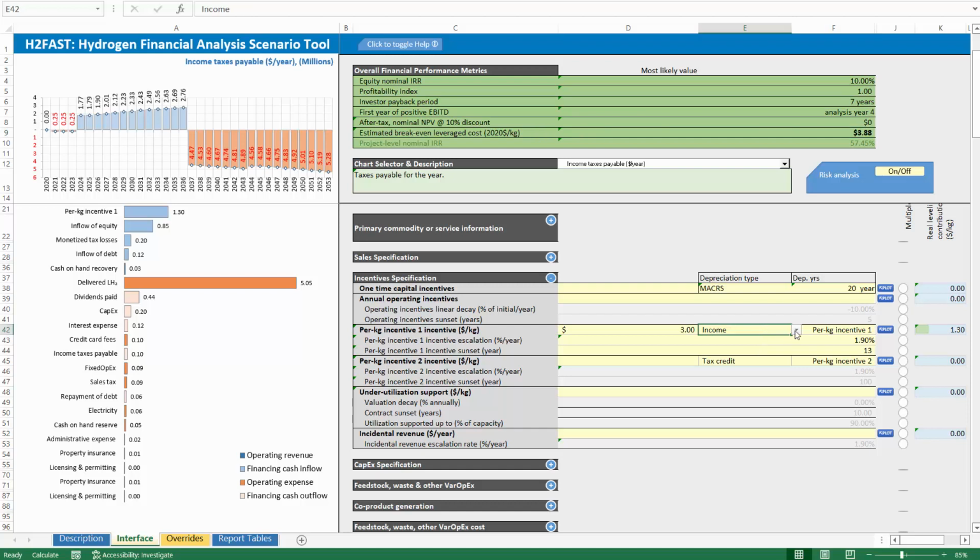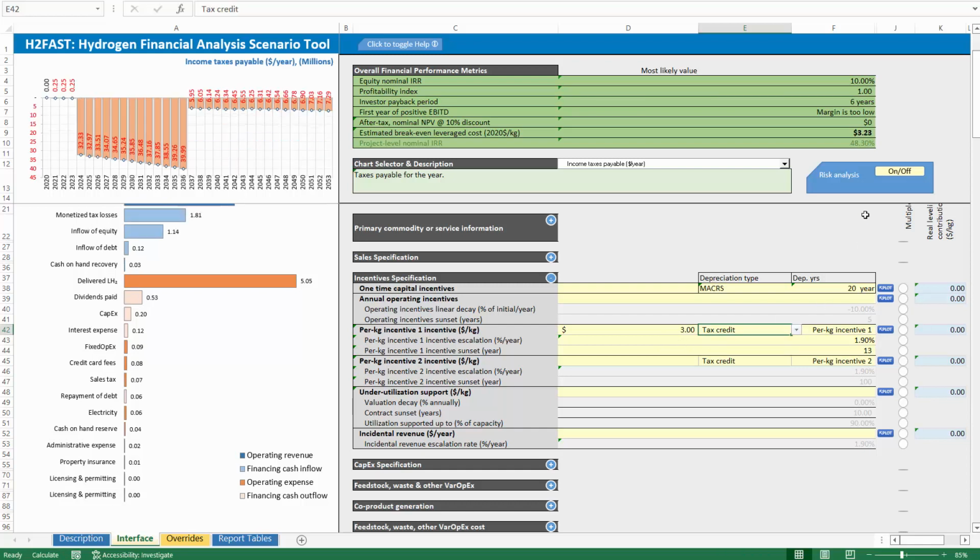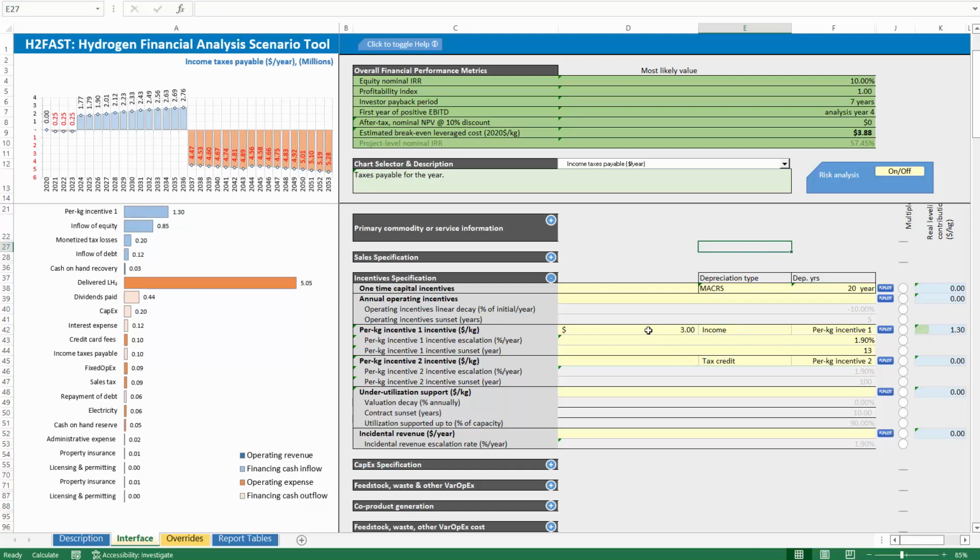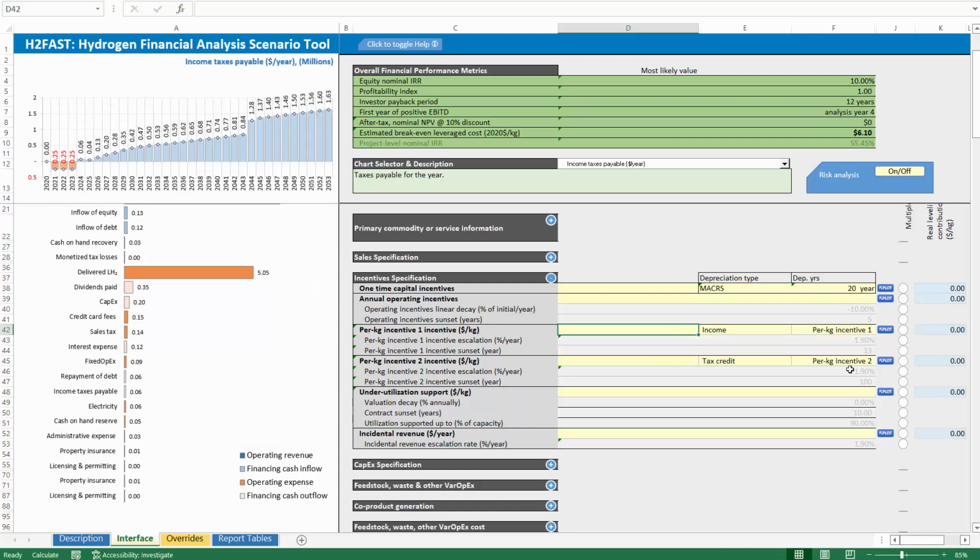So that selector here allows you to switch between the mechanics of an incentive, be that as an ordinary revenue or income, or if it's going to be a tax credit, which is not a taxable event. Basically, it's a direct line between the incentive and the equity performance. So there are two of those. If you have one incentive that has different mechanisms or different sunset periods, you can model that in here.